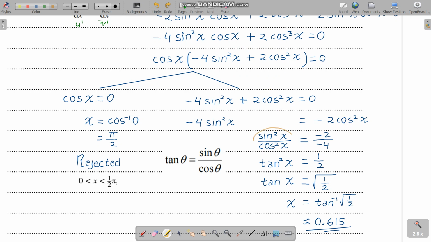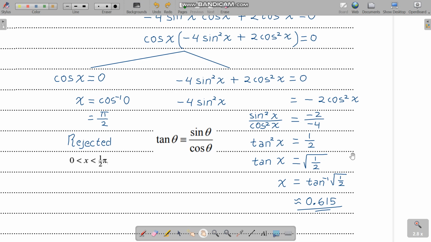We get sine squared over cos squared. Sine over cos is tangent, so sine squared over cos squared is tangent squared. We take the square root of both sides. We have plus minus the square root of 1/2. So we use inverse tangent and we get this. And notice that we ignore the minus square root because we need the x value in the first quadrant. So the final answer in 3 significant figures is 0.615.